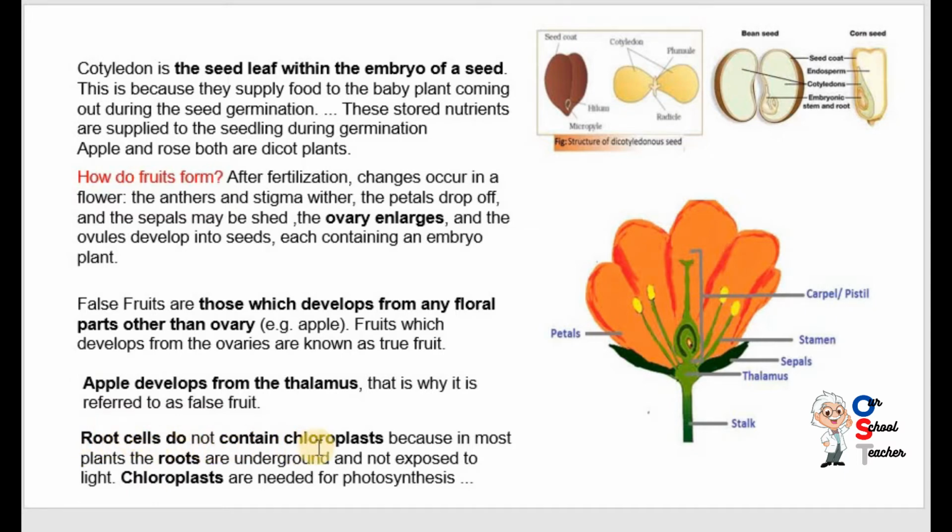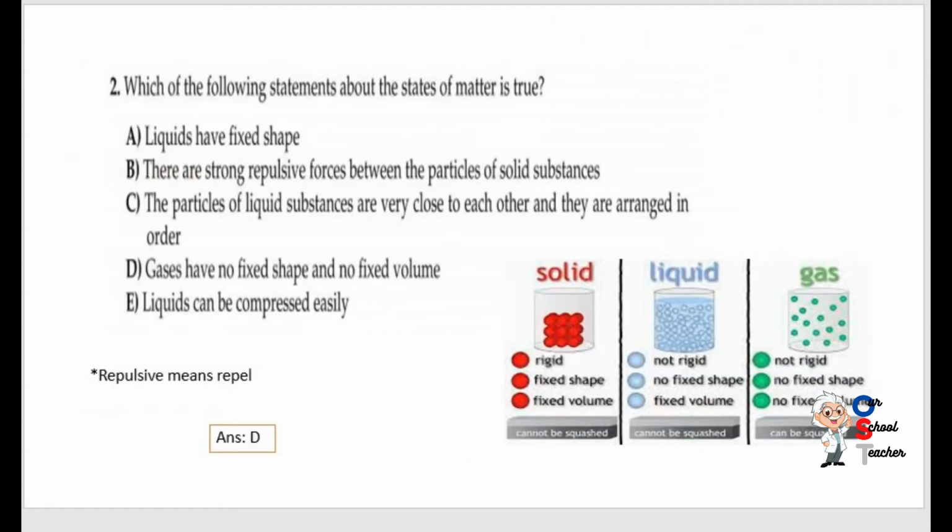Okay, I want to read this one as well. Root cells do not contain chloroplasts because in most plants the roots are underground and not exposed to light. Chloroplasts are needed for photosynthesis. So whenever you see root cells, they do not contain chloroplast. Okay, now move on to question number 2.